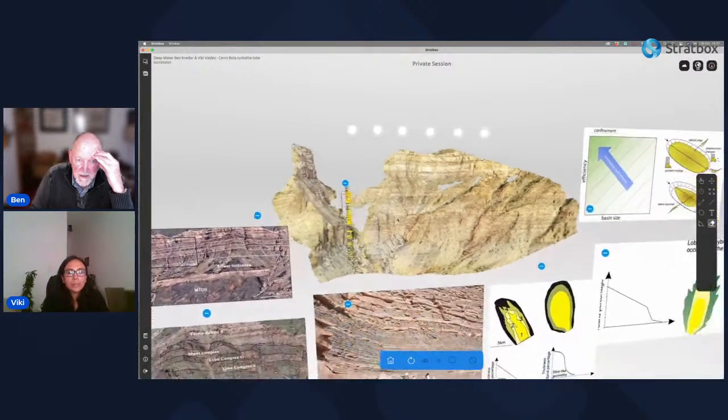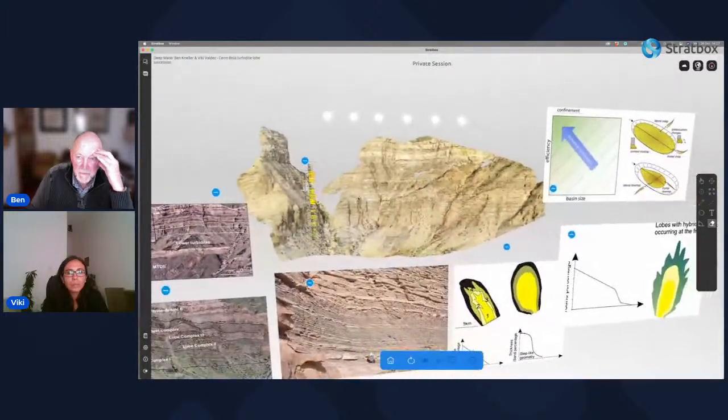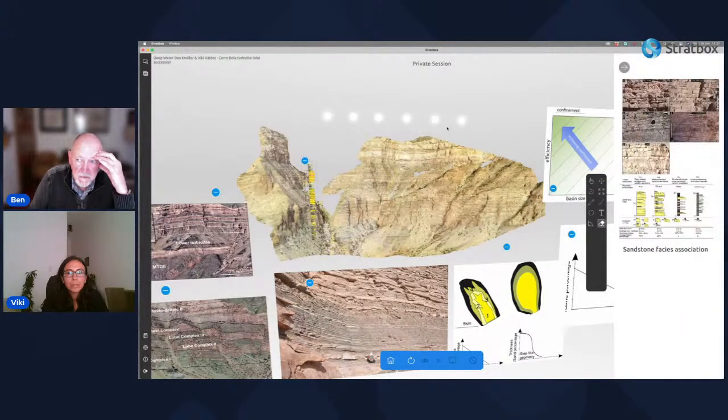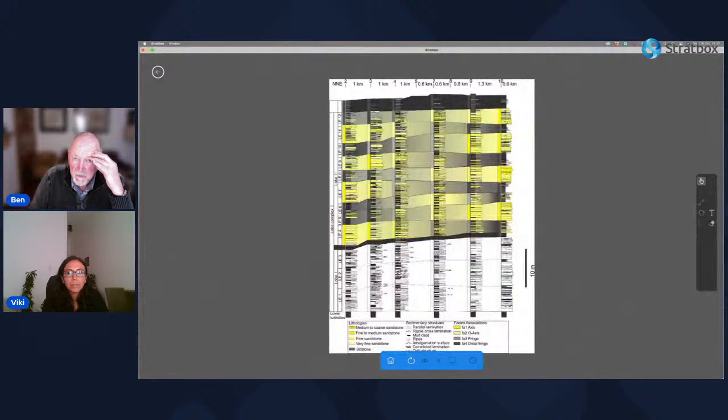So in the lobe complexes, what we see is that the individual beds can't be traced very far. So we're looking at these sections which are relatively close to one another, these 3 are a kilometer apart, and you cannot match the individual beds from one section to another.